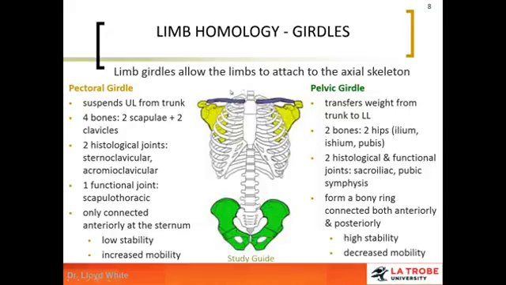So, as I've mentioned already, the pectoral girdle is going to have a low degree of stability, but what it lacks in stability, it more than makes up for in mobility. So being able to then interact with the environment around us. While the pelvic girdle has a really high degree of stability, but as a consequence has a reduced amount of mobility. So this is all that trade-off between stability and mobility according to the specific functions of the limbs.